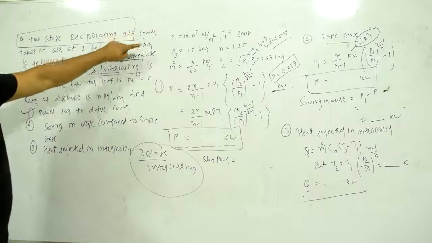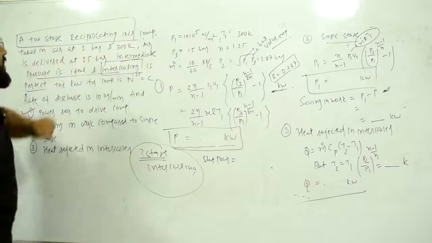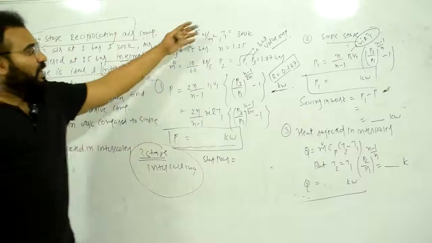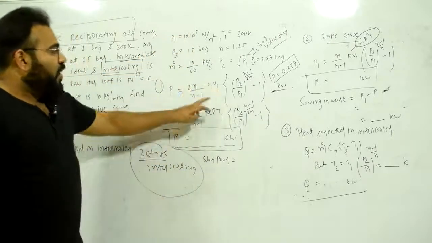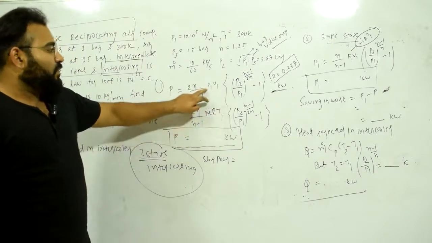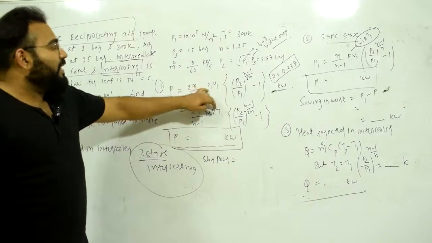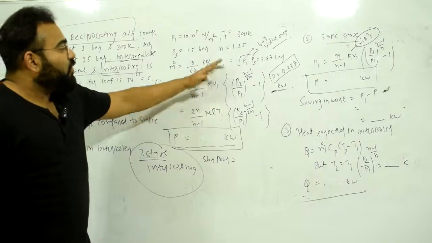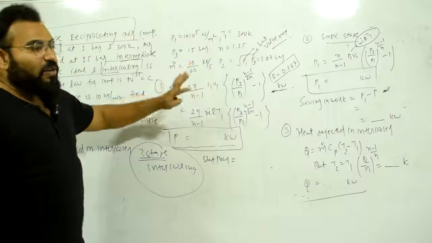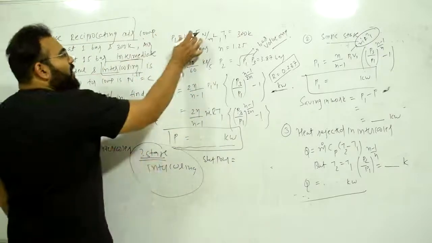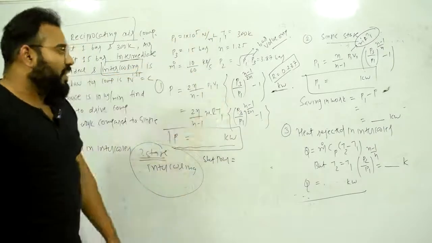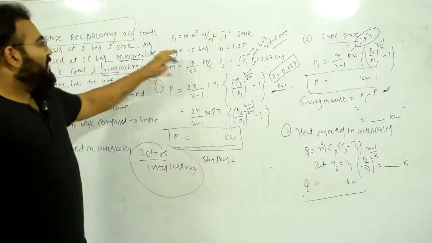A two-stage reciprocating air compressor takes in air at 1 bar and 300 Kelvin. So P1 is 1 bar. I will convert it into Newton per meter square, because sometimes in exam, when volume is given and P1 is given, you use the formula P1 V1 and you have to convert bar into Newton per meter square to get the answer in kilowatt. But here we will take the bar value; for your understanding I have converted it. So P1 = 1 × 10^5 Newton per meter square. Temperature is given, 300 Kelvin.